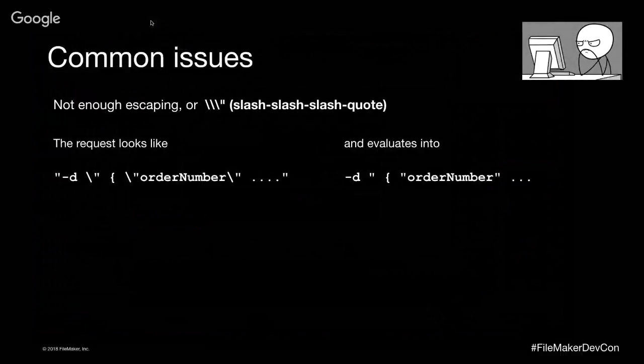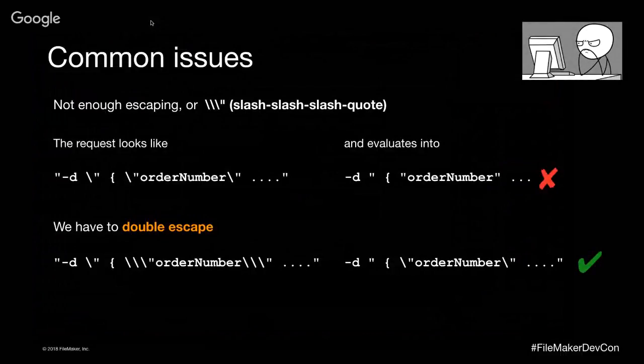So this is the first one. Not enough escaping. If you put a string of text directly into the options, you have to think about double escaping. The first one looks correct in FileMaker on the left-hand side, but then evaluates in the option as that, and you see you have two quotes that follow each other, one after the -d and one before the O, and that breaks everything. The second version works a lot better.